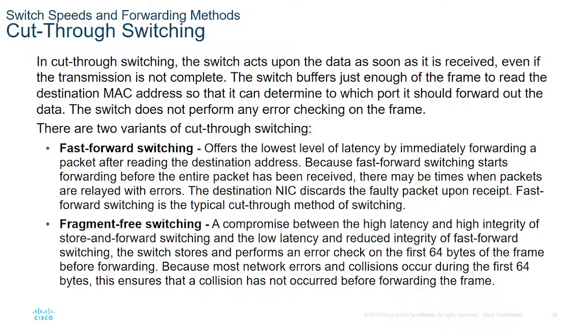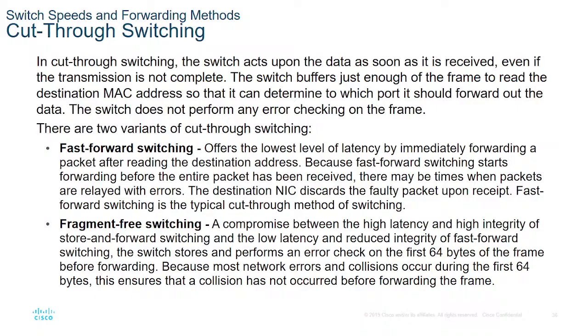So then we have cut-through switching. With cut-through switching, a switch acts upon the data as soon as it's received, even if the data is not complete. The switch buffers just enough of the frame to read the destination MAC address so that it can determine which port to forward the data out of. The switch doesn't perform any error checking of the frame. However, there are two variants of cut-through switching.